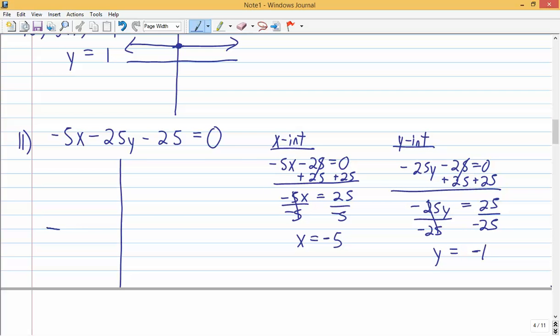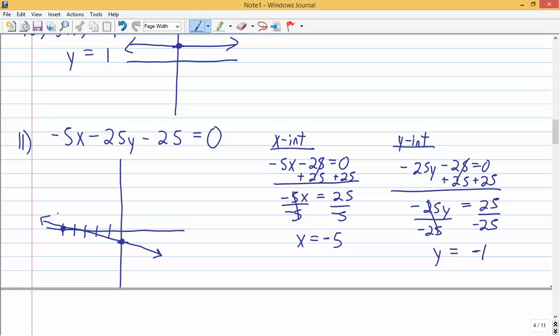So draw an x and y axis. Go to where x equals -5. That's to the left 5 units. So that would be right here. So we know this graph will cross right there. Go to where y equals -1. That's down 1 unit. So we know we're going to cross right there. Connect those 2 points with a straight line and you have your graph.